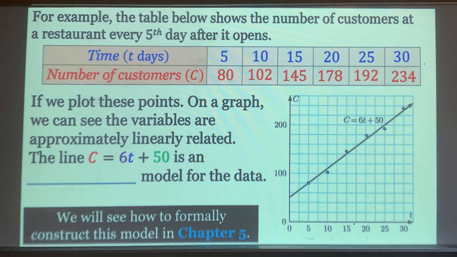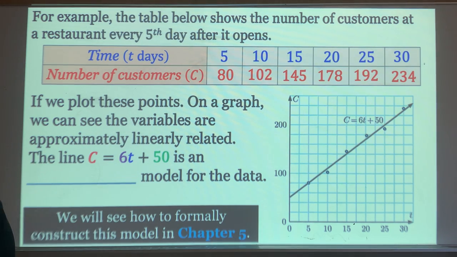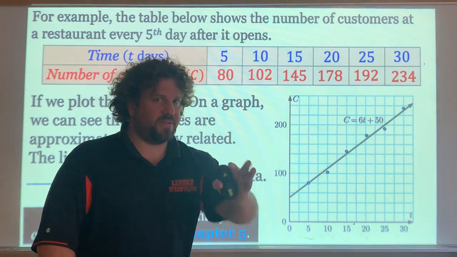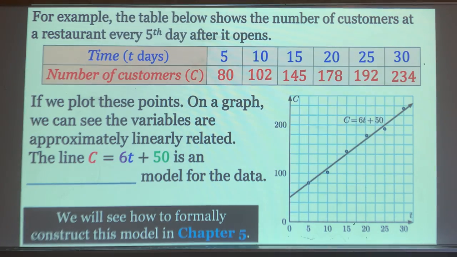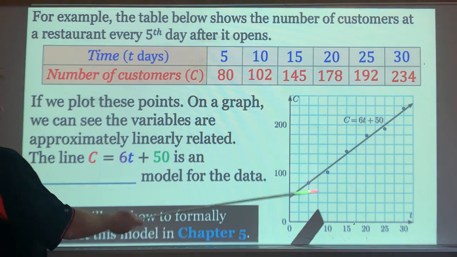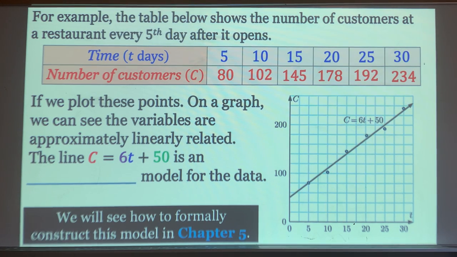For example, the table below shows the number of customers at a restaurant every fifth day after it opens. Now, you're not going to have the exact amount every single time. That'd be crazy. So if we plot the points, what I did was I took each of these points and I plotted them right here, all right? On the graph, we could see the variables are approximately linearly related by the line C equals 6T plus 50. And that is an approximate model for the data.